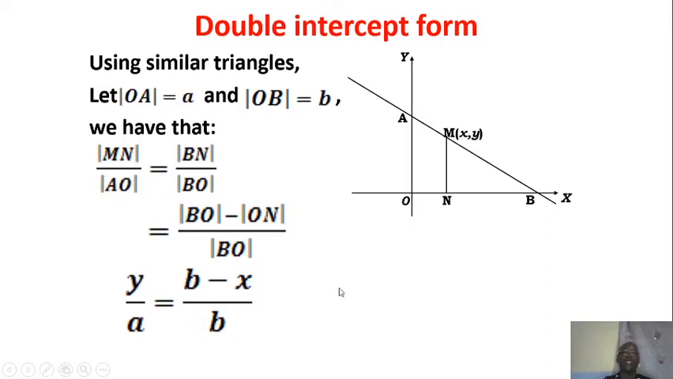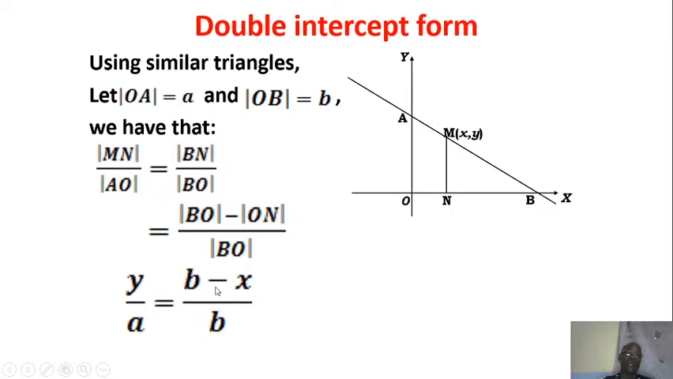over A. Again, from O to B is represented by small letter b, which I have written here, and what do we have? From here to here, okay, that one is correct. From O to N is represented by x because x is somewhere here. Look at it, x. So it is written x, all over BO. BO is from here to here, which is b. Then we work with y over A to be equal to b minus x all over b.